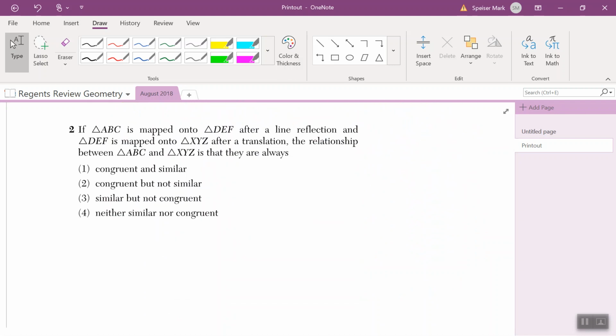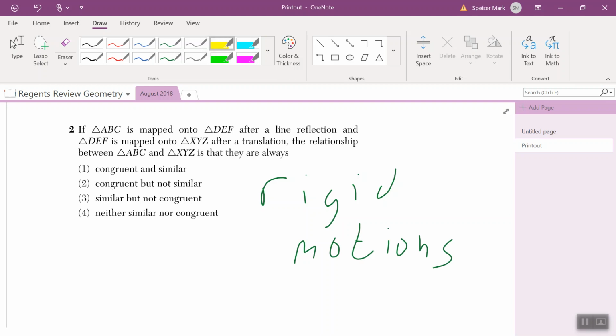If triangle ABC is mapped to triangle DEF after a line reflection, and DEF is mapped onto XYZ after a translation, the relationship between triangles ABC and XYZ is always... since all the motions are rigid motions, because of line reflection and translation, that makes them congruent and similar triangles. Choice number 1.